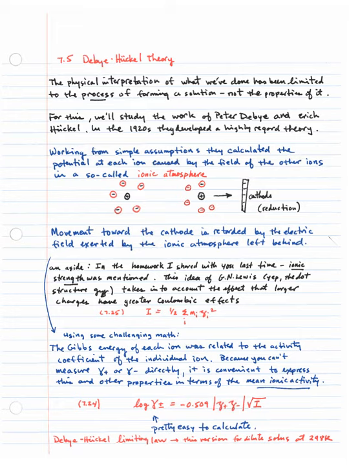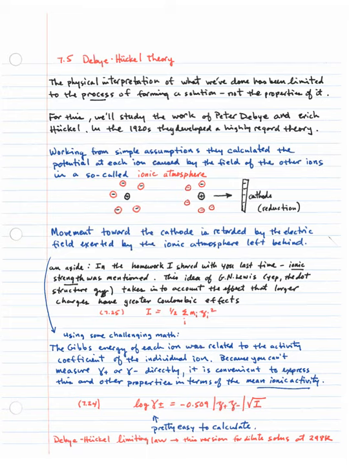So the physical interpretation of what we've done in this chapter so far has been limited to the process of forming a solution, not the properties of it. What I mean by that is, remember when we talked about the hydration sphere and the fact that the ions sort of orient the water molecules around them? The thermodynamics associated with that was really the formation of the solution.